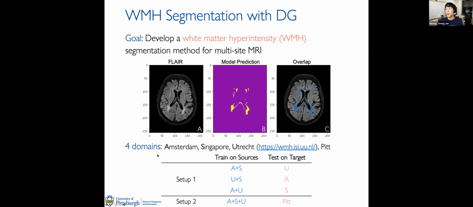And the problem setup that I created is that we have four domains or four data sets, and I'm going to just come up with several combinations to make this happen. So we're going to train on Amsterdam and Singapore and test on Utrecht, train on Utrecht and Singapore and test on Amsterdam, and so on. And then finally, we're going to train on A, S, and U, and then test it on the PIT data set. All these data sets have manual tracing, the ground truth labels, except the PIT does not have full slices. So that's why we have a separate setup for this one.